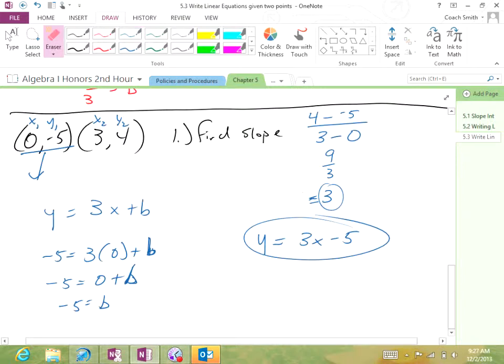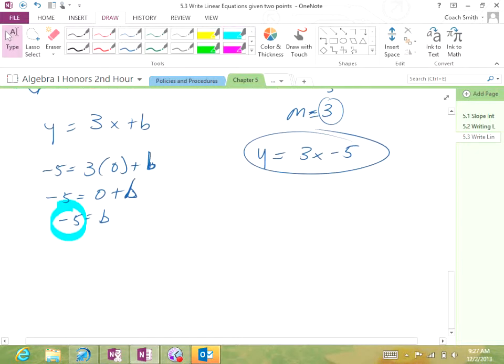I'm going to make this an m so we know. Now, anytime the x-coordinate is 0, then the other corresponding coordinate is your y-intercept. Okay? So you can tell here, negative 5. Alright? Okay, let's see here.